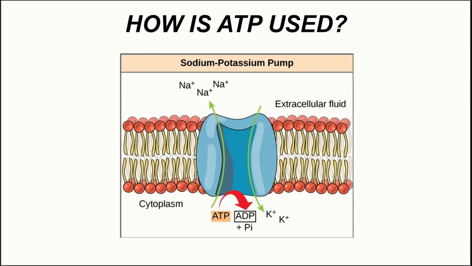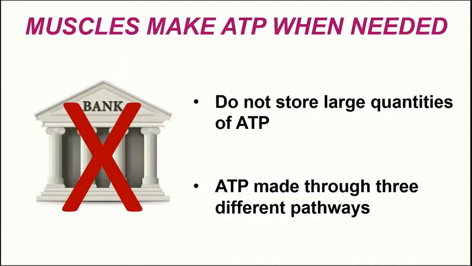ATP is also used to power the sodium-potassium pumps in the sarcolemma as well as the calcium pumps in the sarcoplasmic reticulum. So not only are they used during the cross-bridge cycle, but they also power a number of the ion pumps that are within the skeletal muscle fiber or cell.